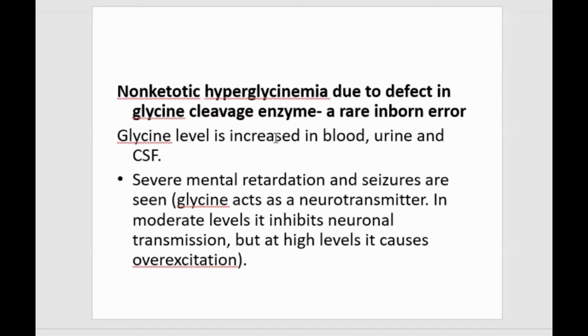Severe mental retardation and seizures, that is convulsions, are seen because glycine acts as a neurotransmitter. In moderate levels, it inhibits neuronal transmission, but at high levels, it causes overexcitation. So either way, it is a problem. That's why glycine accumulation causes severe mental retardation and seizures. This is non-ketotic hyperglycinemia due to defect in glycine cleavage enzyme.